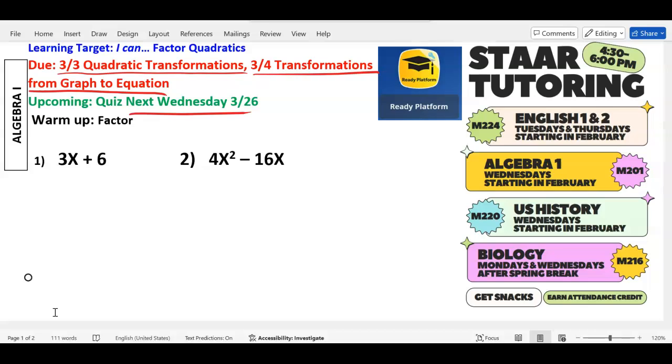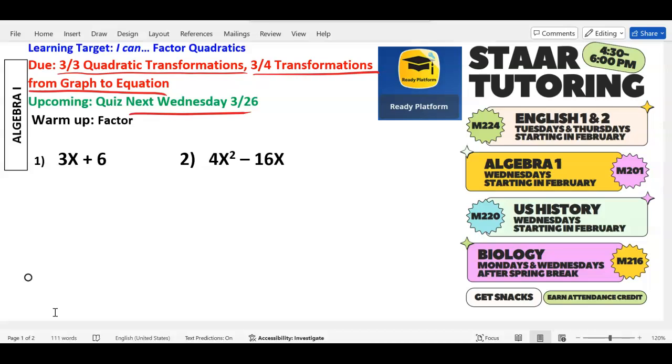You got to be able to factor, right? So here's what I mean by factor. Factoring is dividing out of something what they have in common. You're trying to find a common factor. So on number 1, 3x plus 6, what do 3x and 6 have in common? Well, I'll tell you what they don't have in common. 3x and 6 don't share an x, okay? That's good, but they do share a number, 3 and 6.